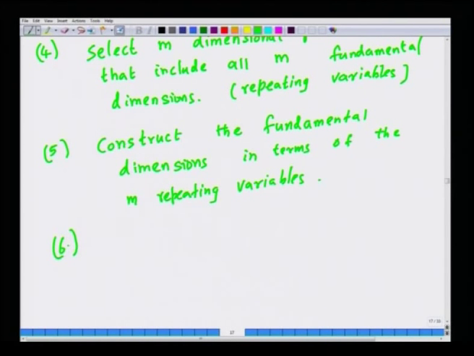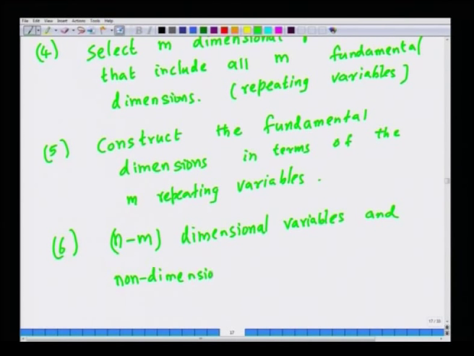Once you do this, you take the remaining n minus m dimensional variables and non-dimensionalize them with the dimensions constructed from step 5. Okay. You have already constructed all the fundamental dimensions in terms of the m repeating variables. So, all you have to do is to take the remaining variables and non dimensionalize them. Okay. And finally, you check whether, if you have done everything correctly, these n minus m dimension groups will be purely non dimensional, they will not have any dimensions.